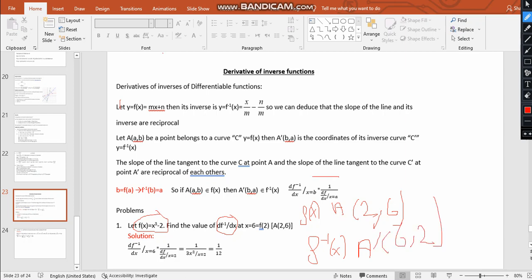So using this property, I want the derivative at the point A prime. So df inverse over dx at x equal to 6 equals 1 over the derivative of f at x equal to 2. The derivative of f, where you have x cubed minus 2, is 3x squared, but I want it at x equal to 2, so it's 1 over 4 times 3, which is 12. So 1 over 12 is the derivative of the inverse function at x equal to 6. It's something very simple.